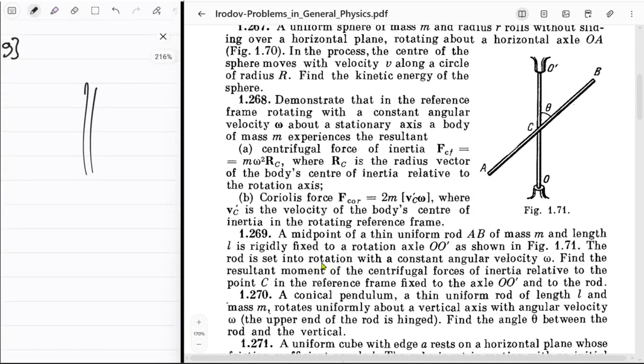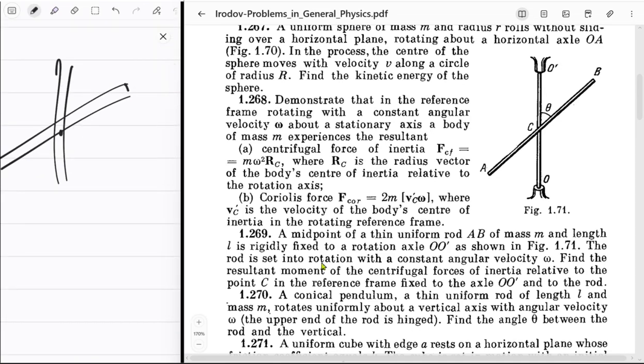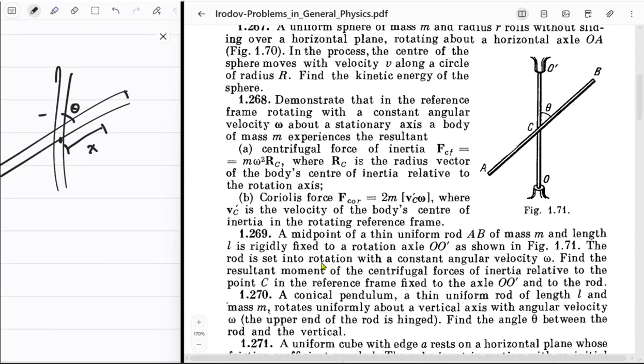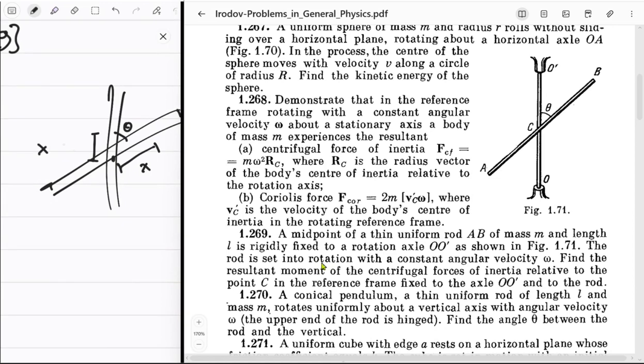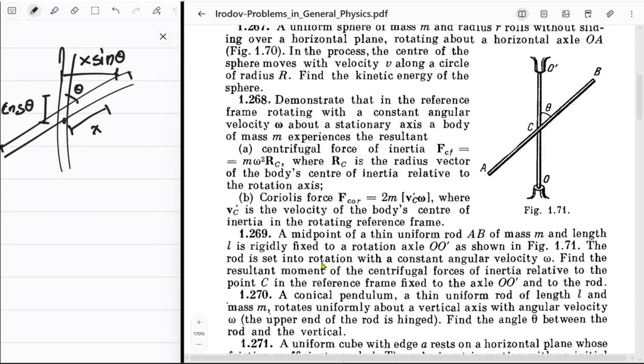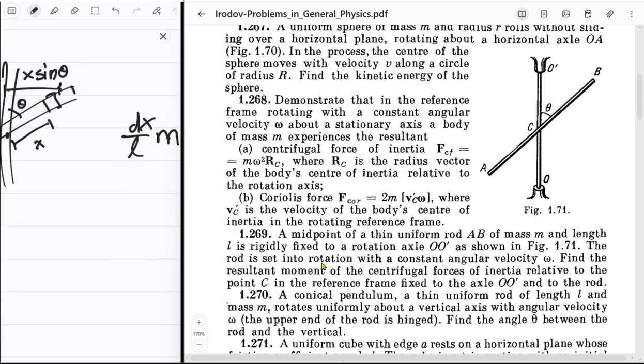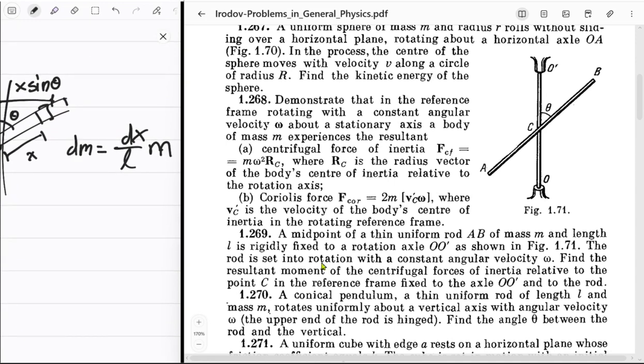So you got this rod like this. We call this thing x. This angle is theta. So this y component will just be x cosine theta, and then this component will be x sine theta, right? Cool. Okay, this dm is just equal to dx upon L times m. Now it's perfectly correct. You don't have to actually take my word on it. Okay, so that's what dm is, right?